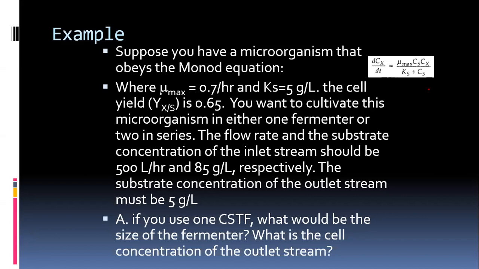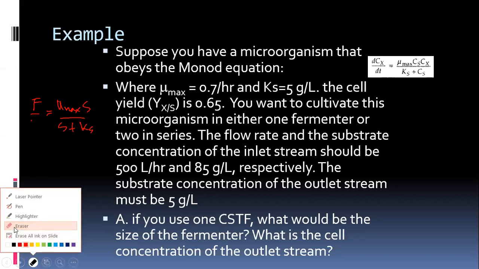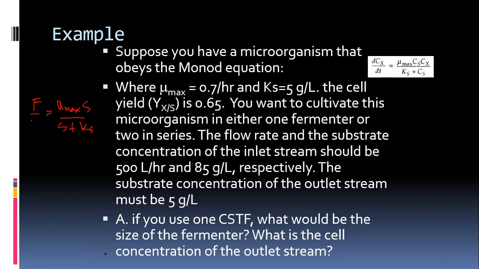So, if you use 1 CSTF, what should be the size of the fermenter? Basically, yung first question, gagamitin nyo lamang yung i-derive nating equation: F over D, this is the flow rate, is equals to mu max times S divided by S plus K sub S. Sorry, dapat mauna to, pero parehas lang naman yan. Ay, sorry, this is supposed to be B.